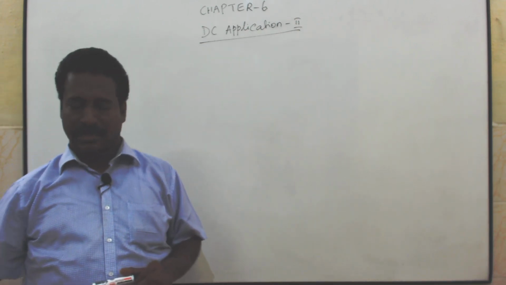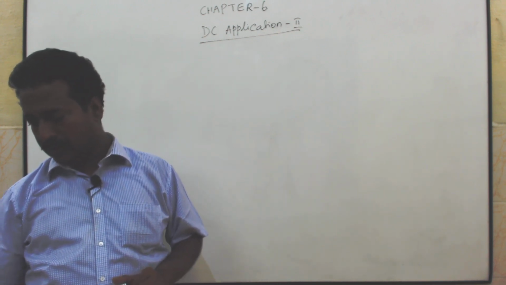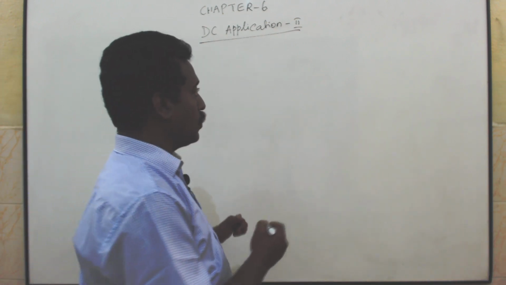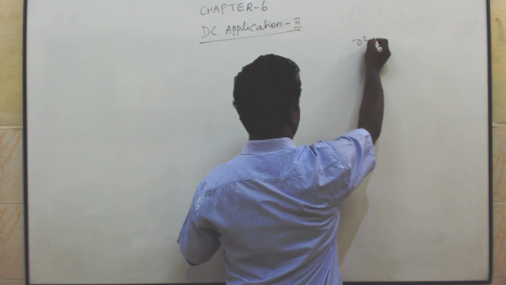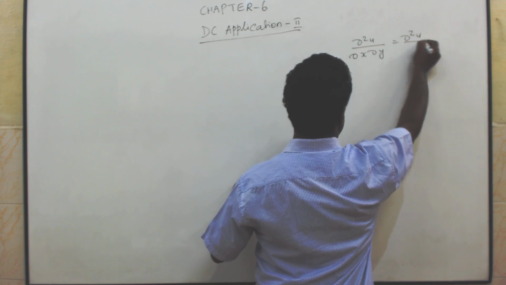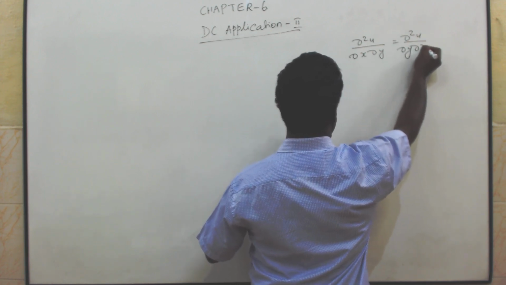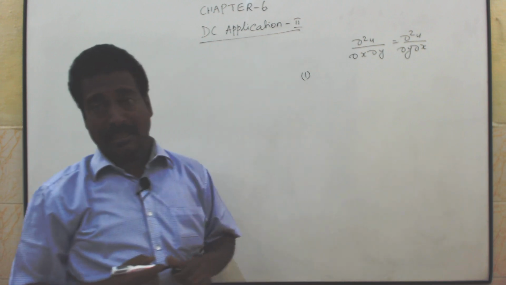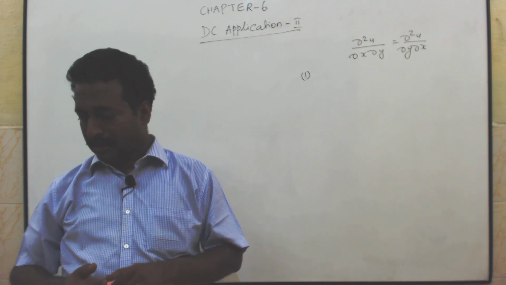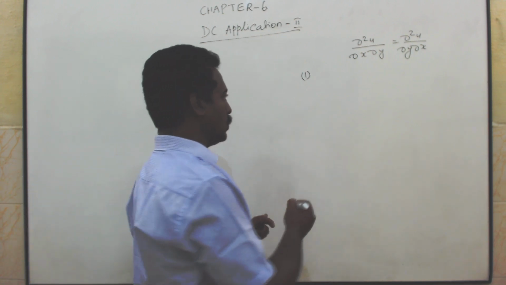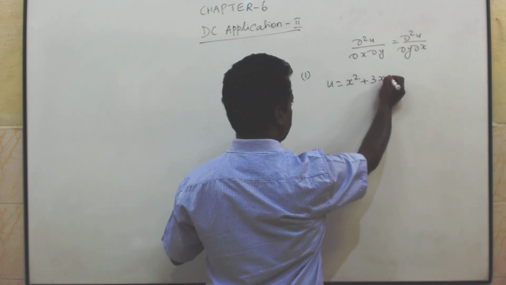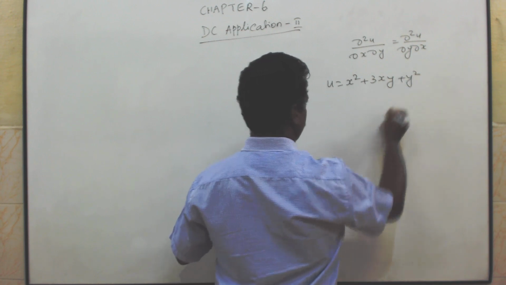Now we start exercise number 6.3. Take exercise number 6.3, question number 1. Verify dou square u by dou x dou y equal to dou square u by dou y dou x. In question number 1, there are 4 subdivisions given, except first one, remaining are 10 mark questions. So first one, u equal to x square plus 3xy plus y square.